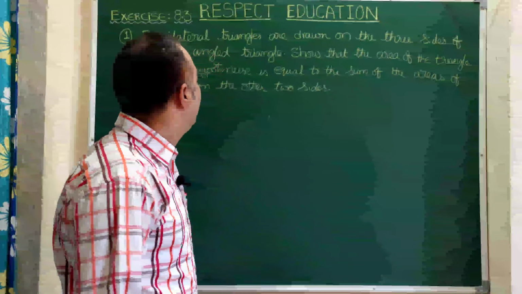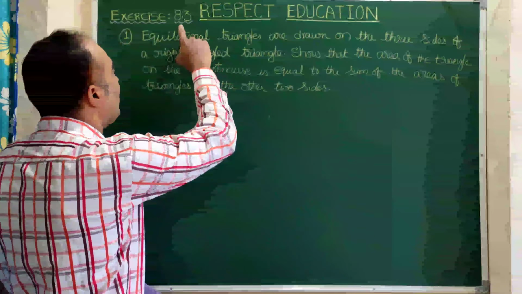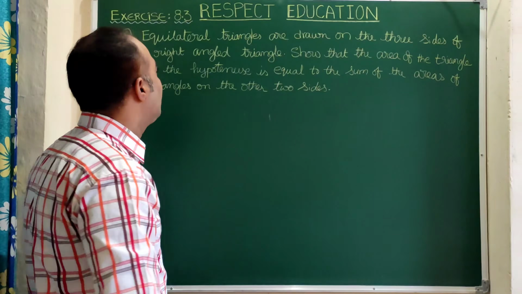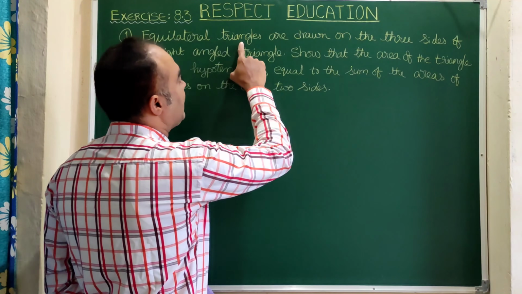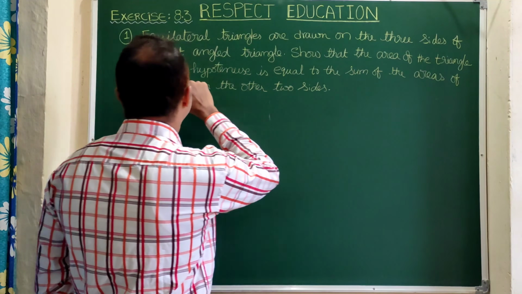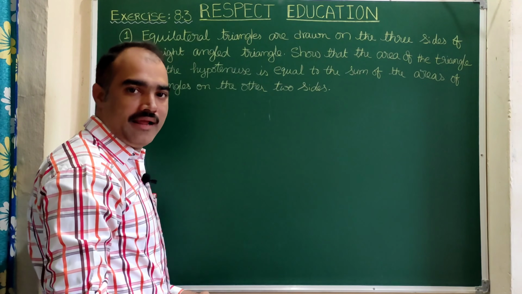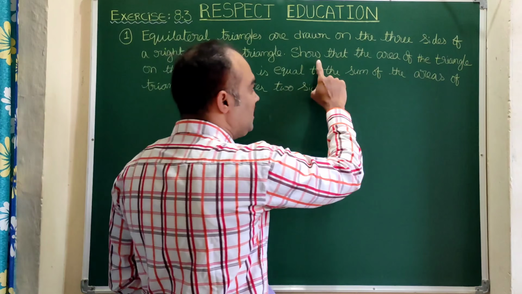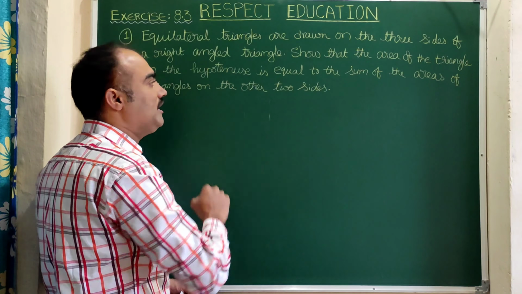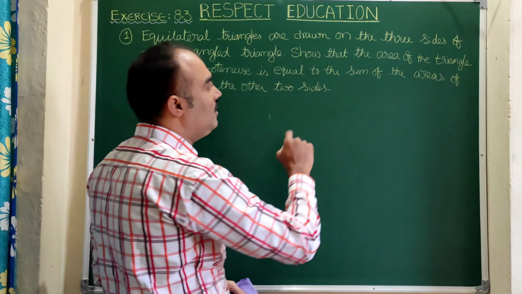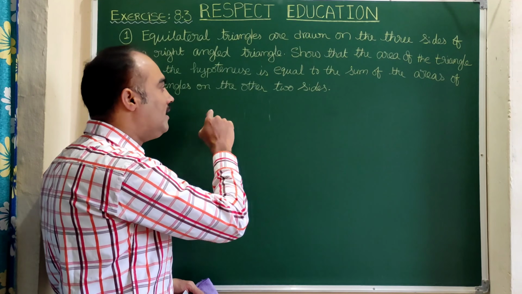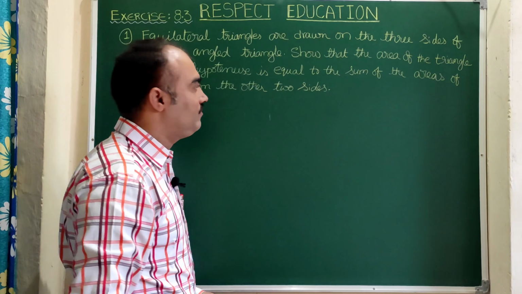Now let us see exercise 8.3, question number 1. Equilateral triangles are drawn on the three sides of a right-angled triangle. Show that the area of the triangle on the hypotenuse is equal to the sum of the areas of triangles on the other two sides.